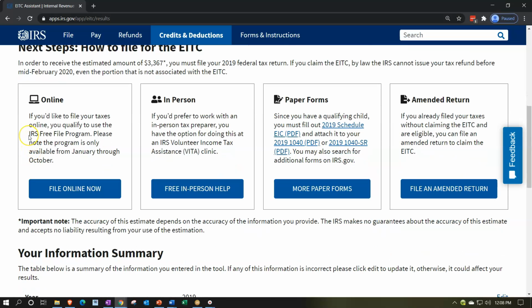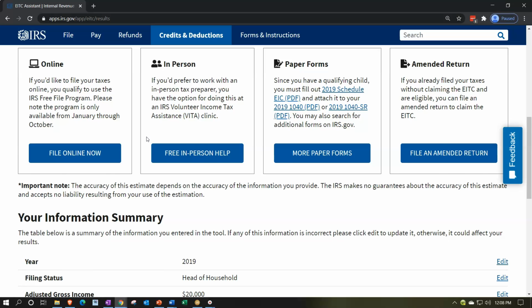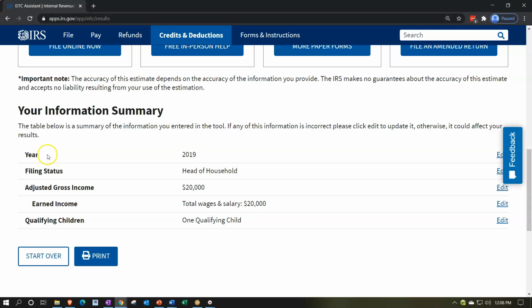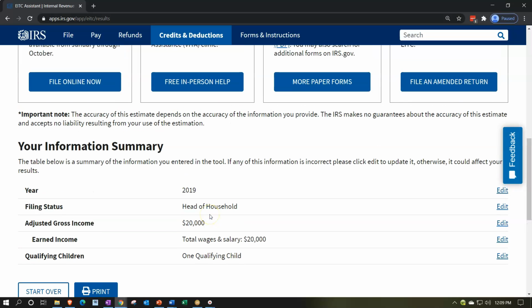So then if you'd like to file your taxes online, you qualify to use the IRS Free File. So they have the options of what you can use to file the return. And then you've got your information summary down here for the year: filing status, the gross income, and the earned income. So now let's make some changes to it here.